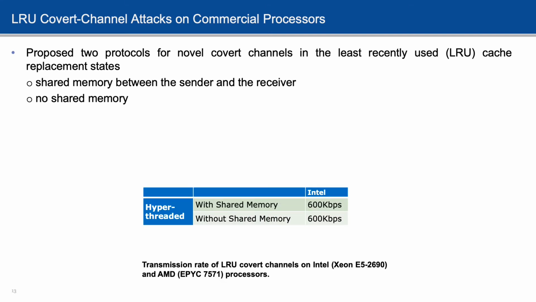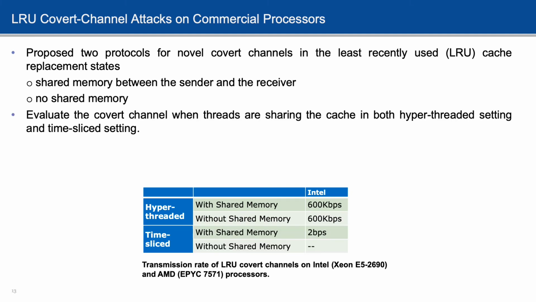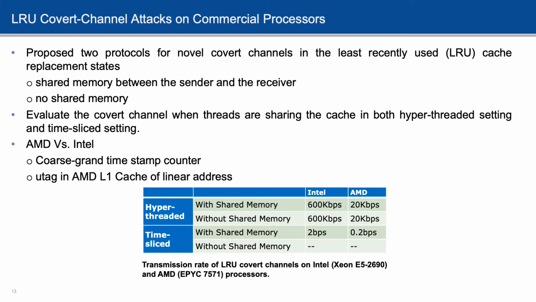In addition to evaluating the hyper-threaded case on Intel processors, we also evaluate the time-sliced setting. Due to the frequency of context switches, the bandwidth is lower. We also evaluate such covert channel on AMD processors. It still works there, but due to the coarse-grained timestamp counter, it has lower bandwidth. Also, there is an extra micro-tag in the AMD L1 cache for linear addresses, which makes this attack a bit harder, but it still breaks the AMD processors.